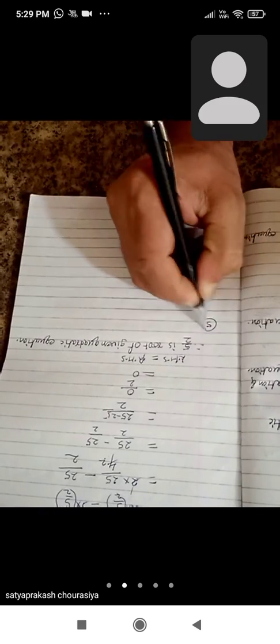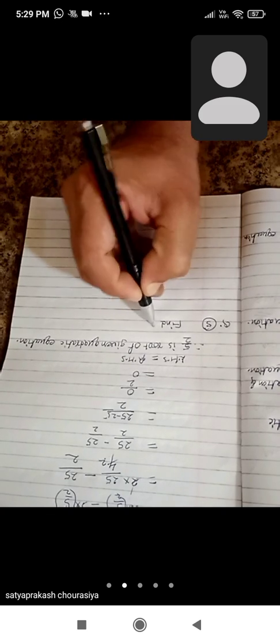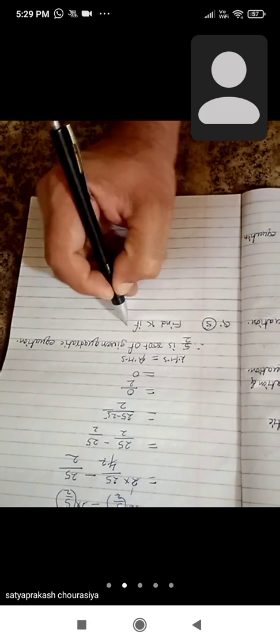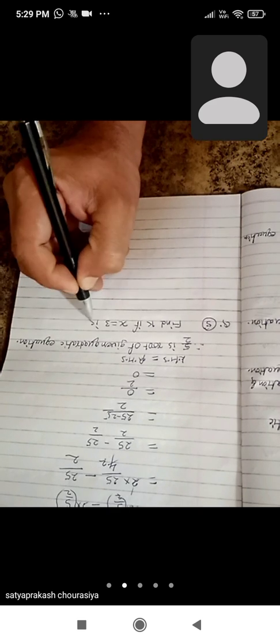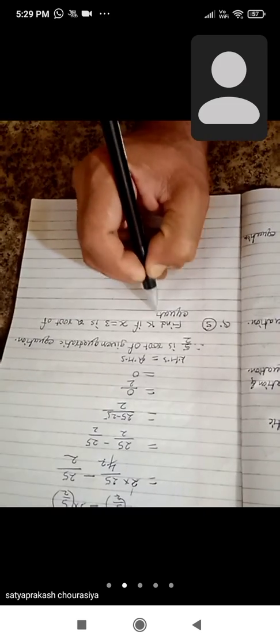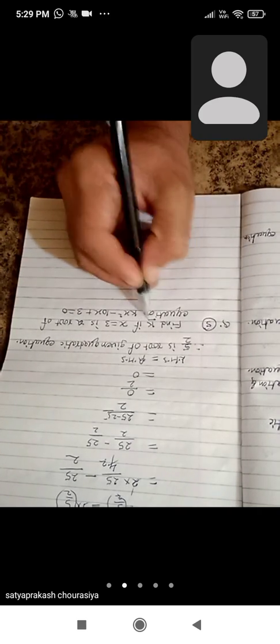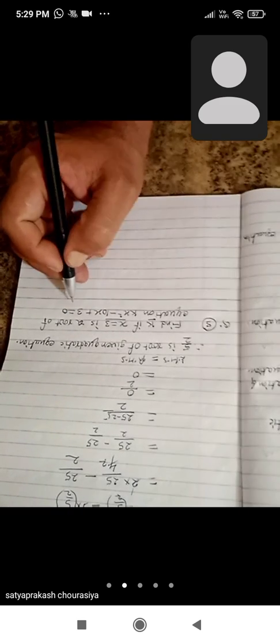Question number 5, let us look at it. Question number 5. Find k if x is equal to 3 is a root of the equation kx square minus 10x plus 3 is equal to 0. Now what is given over here? Find the k, if x is equal to 3 is the root of the equation kx square minus 10x plus 3 is equal to 0.